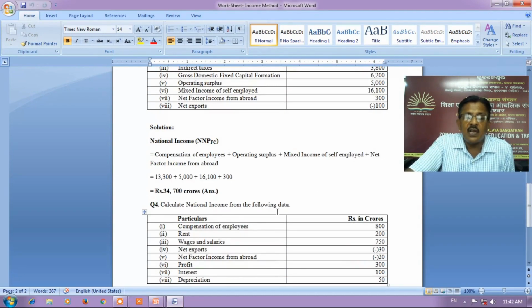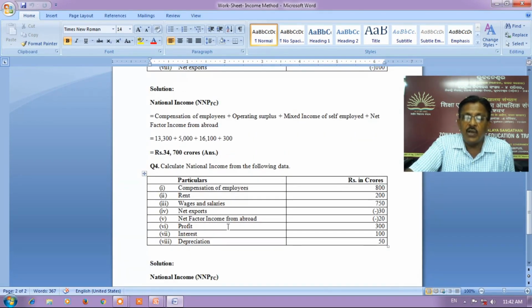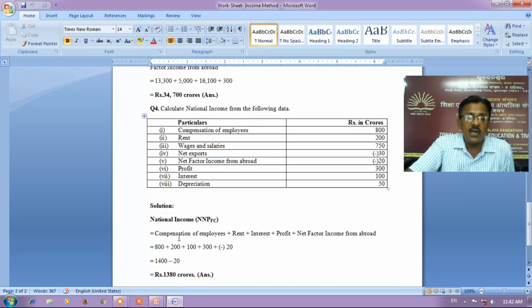Then calculate national income from the following data. So national income again, NNP at factor cost. The items are given and the values are given in crores. So national income: compensation of employees, rent, interest, profit, that is the operating surplus. Mixed income is not given, so plus net factor income from abroad. Compensation of employees is 800, rent is 200, profit is 300, and interest is 100, plus minus 20, that is the net factor income from abroad. So it is 1400, so 1380.